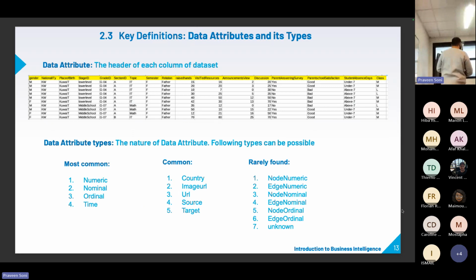So here is the detailed version of the data attribute types. The most common, where I focus more, are numeric, nominal, ordinal, and the temporal. The other common ones are like country, image URL, and then source and target. And then rarely found are more complex ones like node numeric, edge numeric, and then nominal and ordinal for edge and node both.